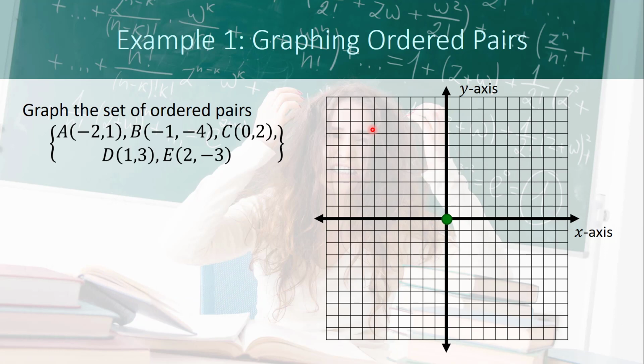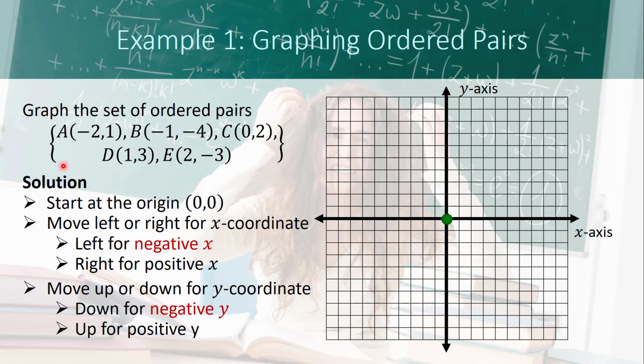Okay, for our first example, we want to graph this set of ordered pairs. And to do that, we are going to follow this strategy. We're going to start at the origin. We're going to move left or right for the x-coordinate. If the coordinate is negative, we're going to go left. If the coordinate is positive, we're going to go right. Then we're going to move up or down for the y-coordinate. Again, if the coordinate is negative, we're going to go down. If the coordinate is positive, we are going to go up. So let's get started with the first one, the ordered pair negative 2, 1.